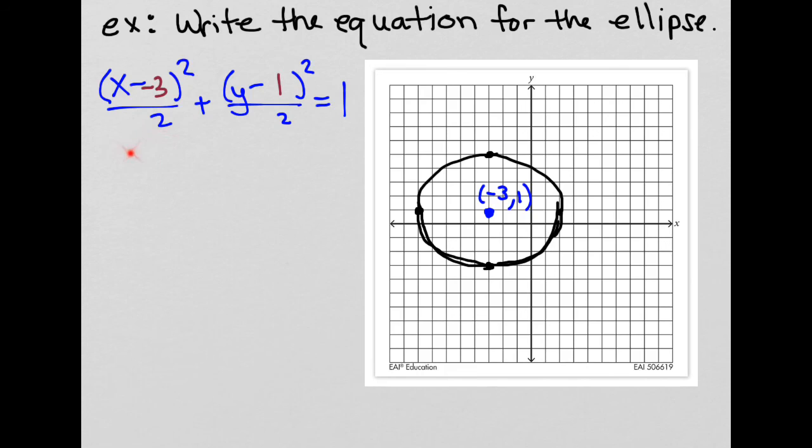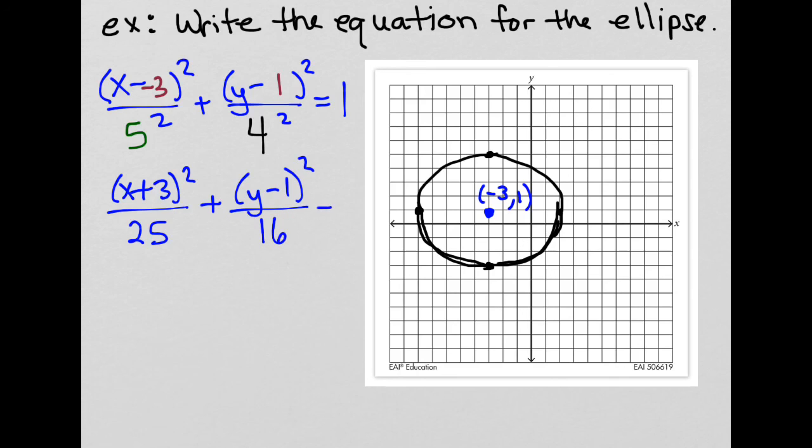Now let's focus on finding the horizontal radius. So that's going to be the distance from the center to the vertex. So that's going to be 1, 2, 3, 4, 5 units. So we're going to plug 5 in there. And then the vertical radius is going to come from the distance from the center to that point. So that's 1, 2, 3, 4. So we can plug in 4 there. And then we just simplify. So we'll have x plus 3 squared over 25 plus y minus 1 squared over 16 is equal to 1.